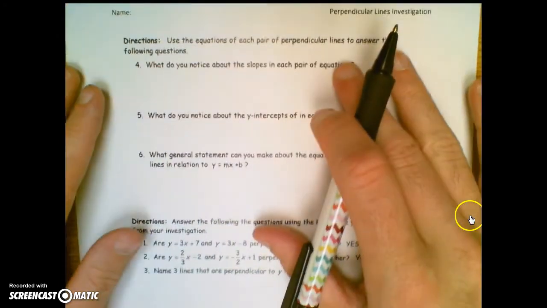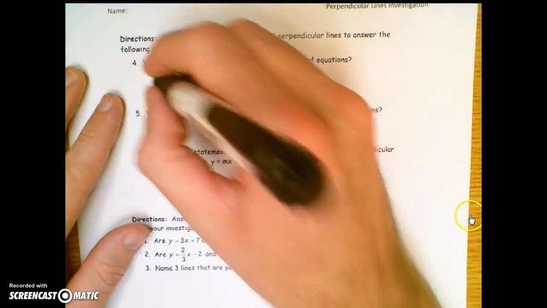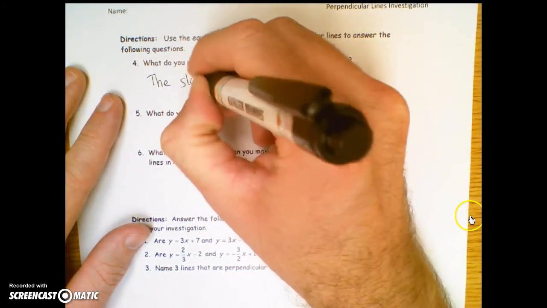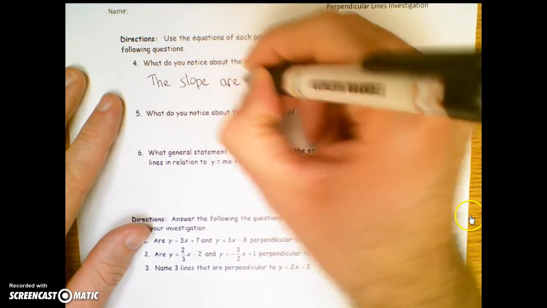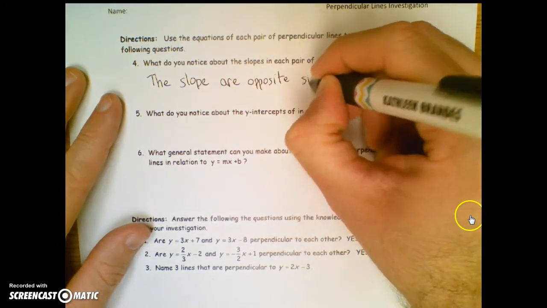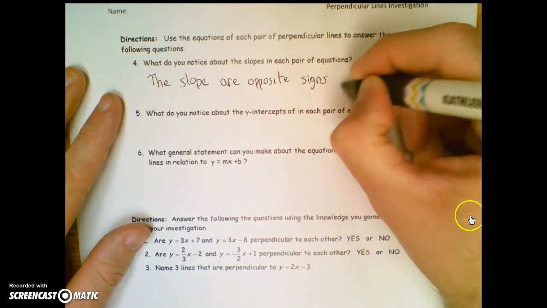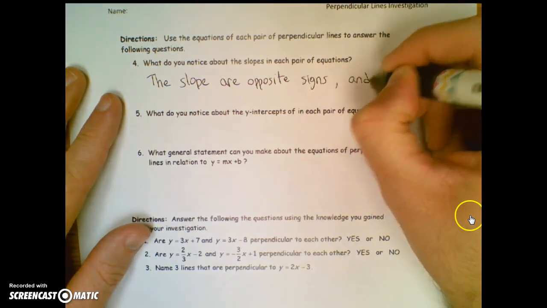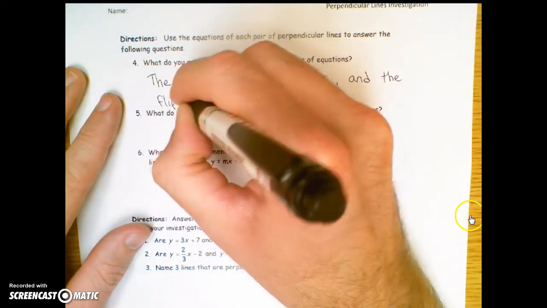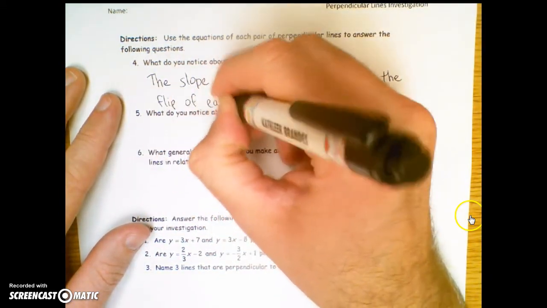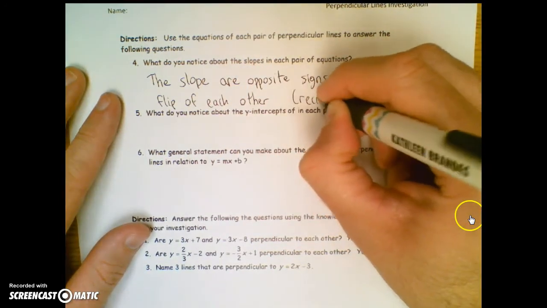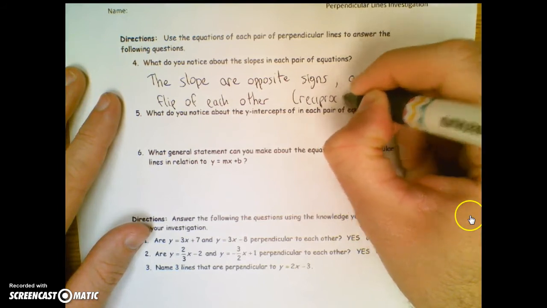So the slopes are opposite signs and flips of each other. In mathematical terms, we call this the reciprocal. When you flip a fraction, it's called the reciprocal.